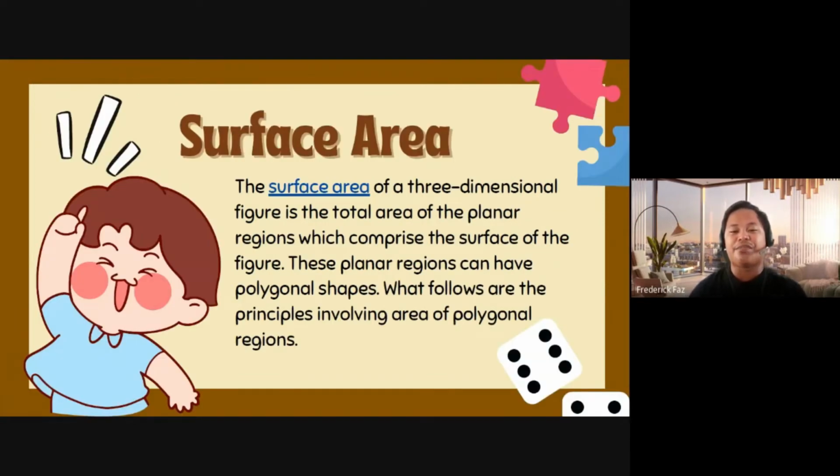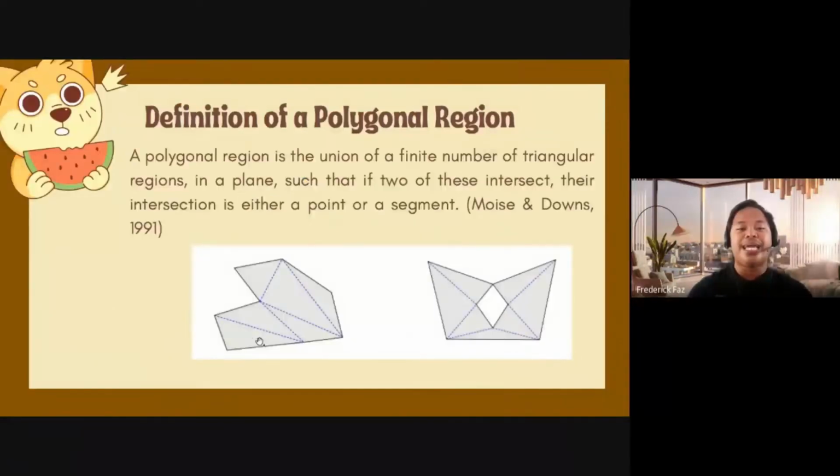Another, a surface area of a three-dimensional figure is the total area of the planar regions which comprise the surface of the figure. These planar regions can have polygonal shapes. What follows are the principles involving area of polygonal regions. A polygonal region is the union of a finite number of triangular regions in a plane such that if two of these intersect, their intersection is either a point or a segment.